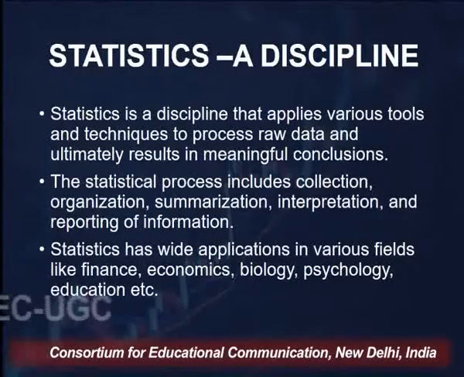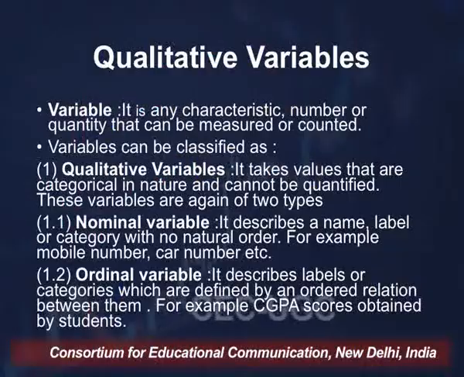Now, I will focus more on descriptive statistics. There are two branches of statistics: descriptive statistics and inferential statistics. I am going to start the first lecture on descriptive statistics. When I start studying descriptive statistics, the most important concept is that of variables. A variable is any characteristic, number or quantity that can be measured or counted. Variables can be further classified into two categories: qualitative variables and quantitative variables.